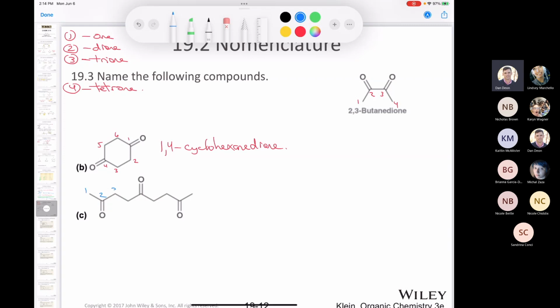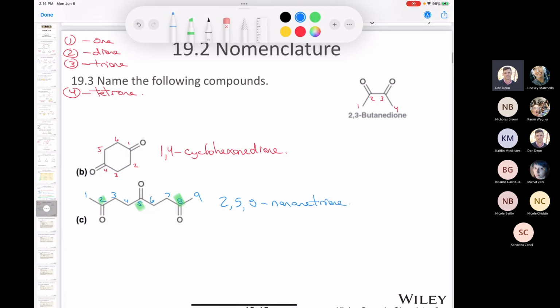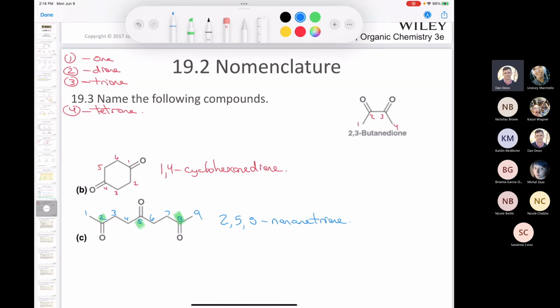And then the last one is a symmetrical compound. We have 1, 2, 3, 4, 5, 6, 7, 8, 9. So this is some kind of nonane trione. And we have carbonyls at carbons 2, 5, and 8. So this would be 2,5,8-nonanetrione. And don't expect a ton of questions about multiple carbonyls, but it might be worth a question or something about naming a dicarbonyl.